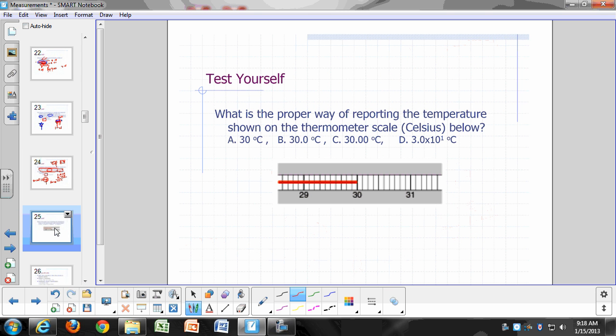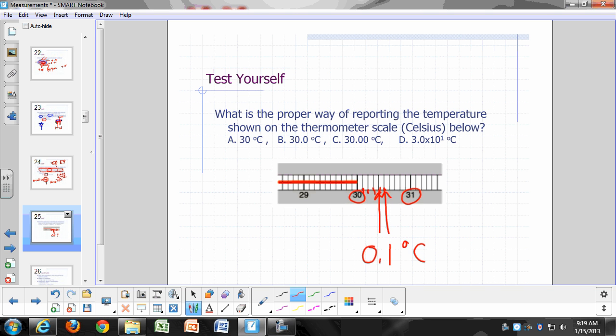How about this one? What's the proper way of reporting the temperature shown on the scale below? 30, 30.0, 30.00, or 3.0 times 10 to the 1. Let's see. The adjacent marks are separated by how much? This is 30, this is 31. There are 10 marks in between, so this is 30.1, 30.2, 30.3, 30.4, 30.5. So adjacent marks are 0.1 degrees apart, and you should be able to guess one decimal place beyond that.